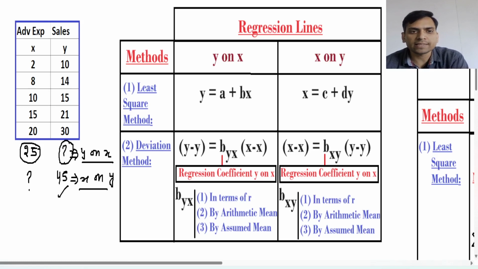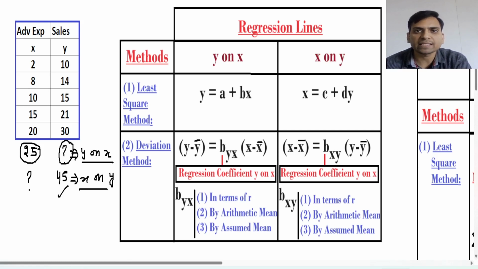Now, the second method, the deviation method, and the form of equation in the deviation method is this: first, y minus y bar is equal to byx into x minus x bar, and second is x minus x bar is equal to bxy into y minus y bar. This is the second form. So you can find y bar and x bar from this data set by using summation x divided by n and summation y divided by n. And the main thing is to find byx and bxy.